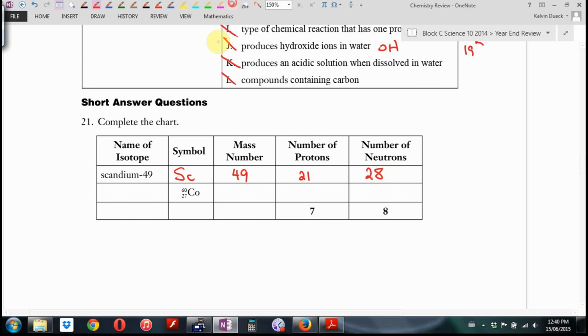All right. What's 60 27 Co? Technically, no, because they've given me an isotope. Not just cobalt, but cobalt dash what? Cobalt 60. Mass number, 27. Number of proton. Oh, no. Mass number is not 27. What's the mass number? 60. Number of protons and atomic number, 27. Number of neutrons, whatever 60 take away 27 is. Last I checked, 33.